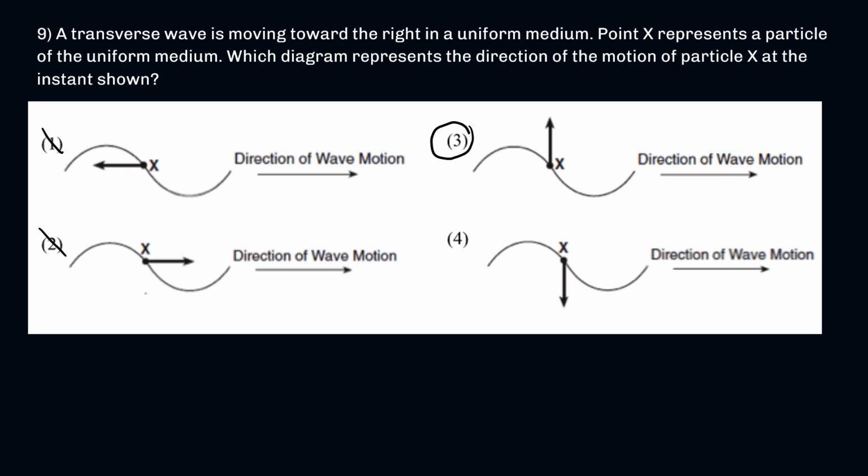If you stay in the same place and the wave was coming towards you and that wave was in a crest, you would go up with that. So that's essentially what's happening there. The wave is moving towards the particle X, and the particle X just goes where the wave is moving, so it's going to go up in that situation. Answer choice 3 is my answer.